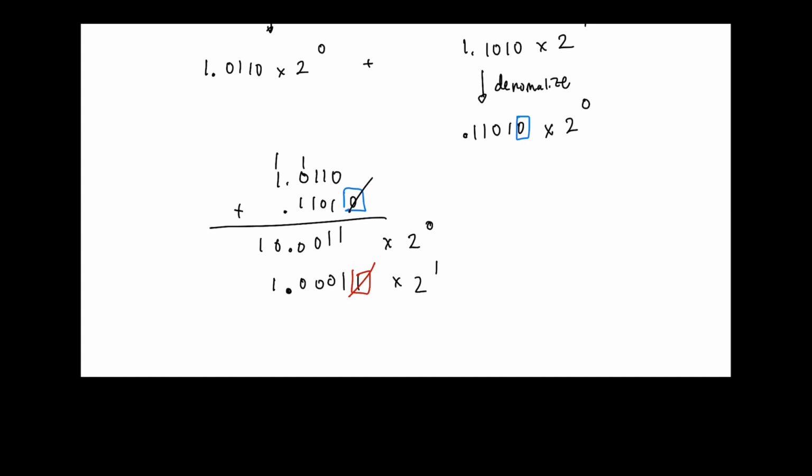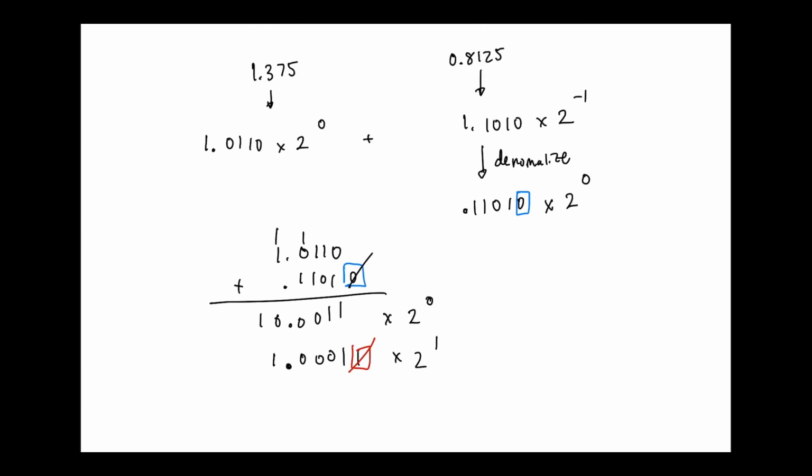Okay, so what does that mean then for our answer? Our answer is really 1.001 times 2 to the first. What is that, by the way? Well, this would be 1 plus half, fourth, eighth, 16th. So this would be 1 and a 16th, but it's times 2. So really, what is this? 2 and an eighth. So this would be 2.125.